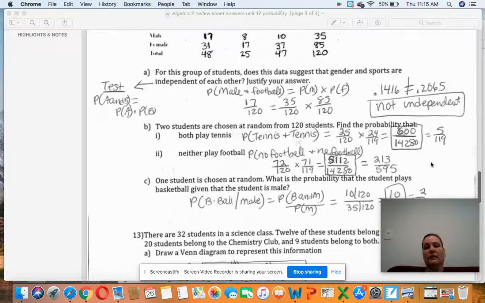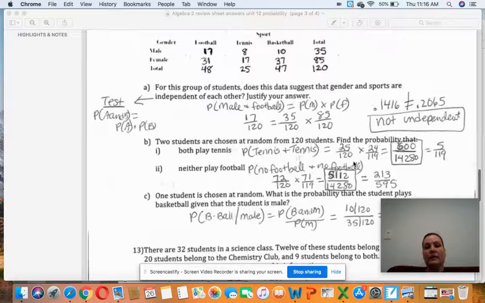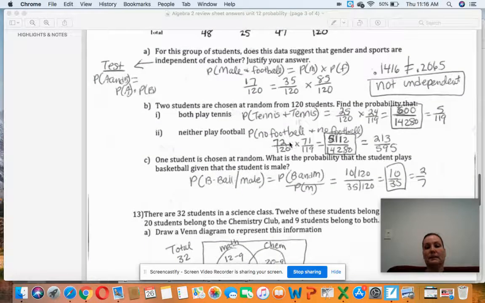Either way is fine. Probability that they're not playing football means no football for the first person, 72 out of 120, and no football for the second person, 71 out of 119. So that comes out to 5,112 over 14,280, and you can just leave that number in there. Okay? So I just counted up all the people that were not playing football.